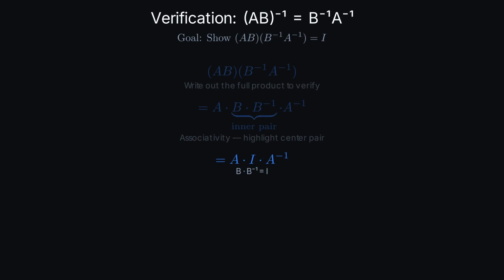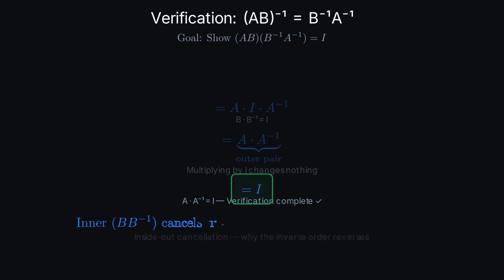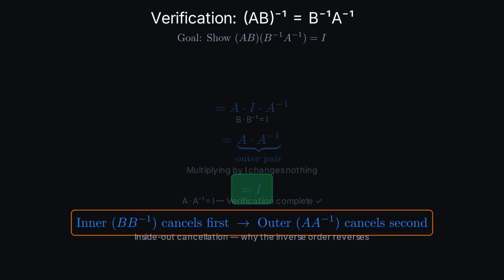Now we have A times I times A inverse. Multiplying any matrix by the identity changes nothing, so this simplifies to just A times A inverse, and A times A inverse equals the identity. The entire product collapses down to I. Notice how the cancellation works from the inside out. B and B inverse are the inner pair. They meet and cancel first. Then A and A inverse become adjacent and cancel second. This inside-out collapse is exactly why the order in the inverse must reverse.